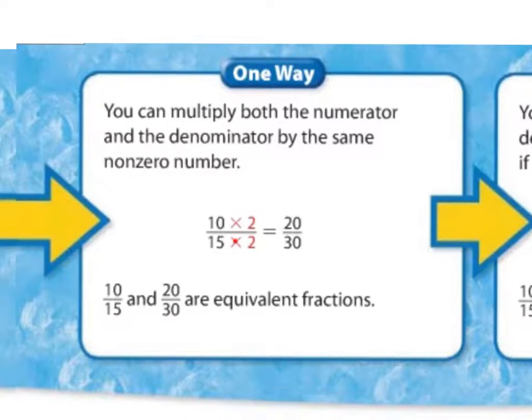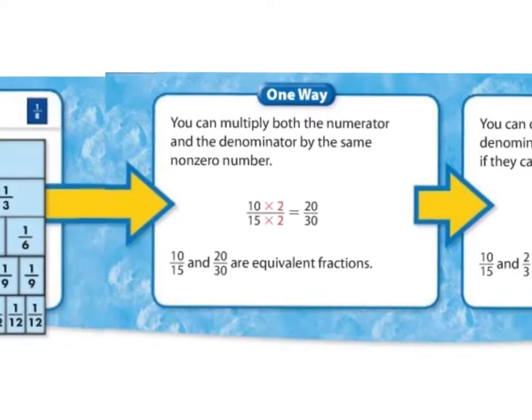And I see that both the top and the bottom are multiplied, and that sounds very similar to previous lessons where we do the same to both sides. I'm noticing that we have to do the same to both the top and the bottom so that it will remain equal. 10 times 2 is 20, 15 times 2 is 30. So we're saying 20 thirtieths is the same as 10 fifteenths. So they are equivalent fractions because you multiplied both sides by the same number.